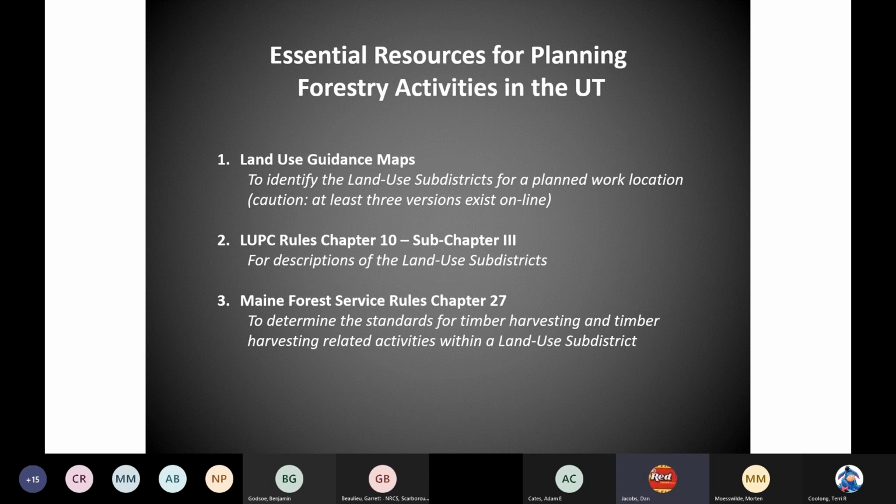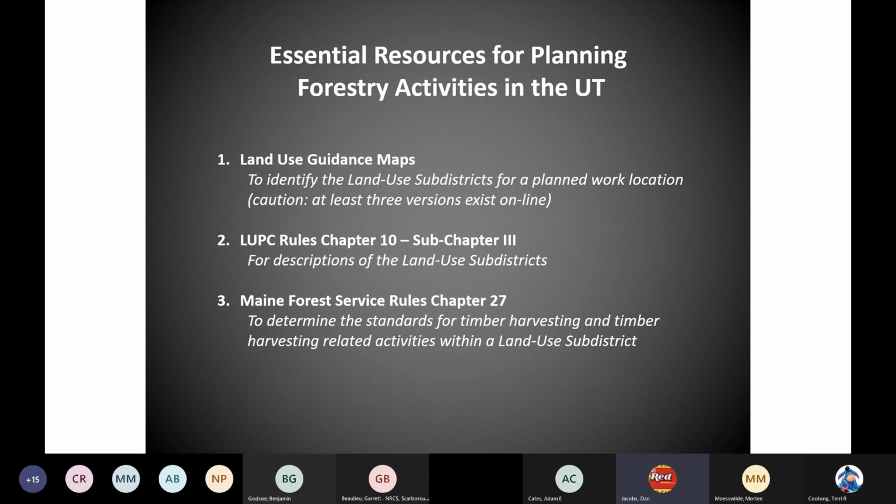The other important source of information is LUPC Rules, Chapter 10. That can be found on the LUPC website at maine.gov, subchapter 3. And these are the actual descriptions, using words and text, of the land use subdistricts. So in this subchapter, subchapter 3, the subdistricts are defined. How do you define them on the ground? That's found in this particular rule.